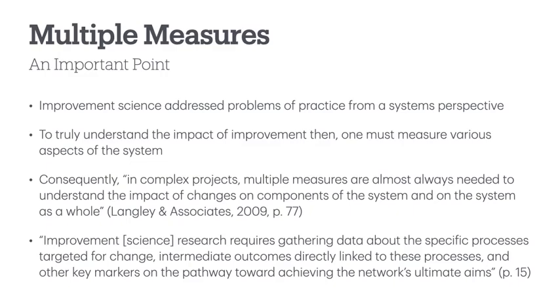So improvement science requires gathering data about these multiple measures: the specific processes targeted for change, intermediate outcomes directly linked to those processes, as well as key markers on the pathway toward achieving the ultimate goal and aim. These become those multiple measures that we're talking about and reading about this week. A quick summary of those would be, and you pick this up in the reading, outcome measures, driver measures, process measures, balancing measures.